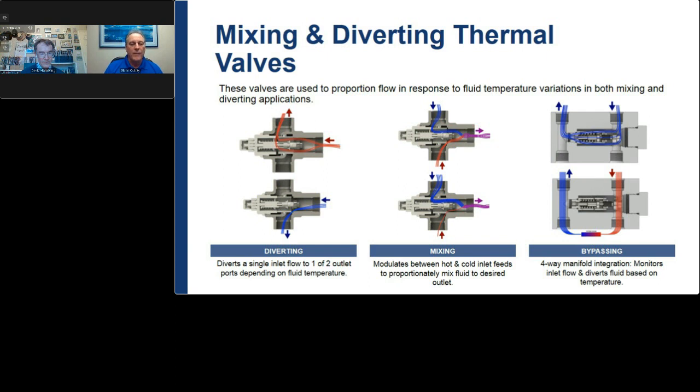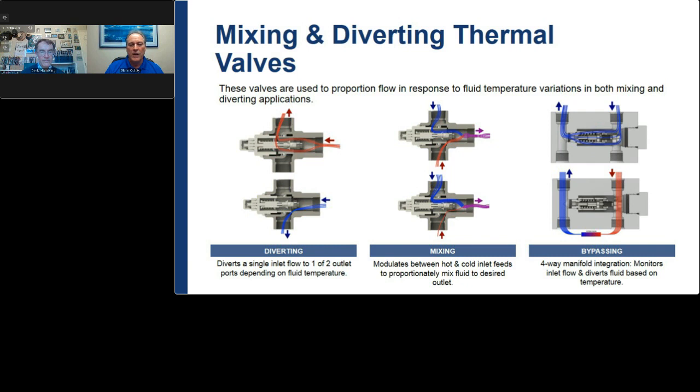In the center example, you have flow coming in from both sides, one hot, one cold, and as it's mixed, it goes across the thermal element, and depending on the temperature the thermal element senses, it'll modulate the spool back and forth, proportioning the spacing between the cold and hot ports to try to get the desired temperature.